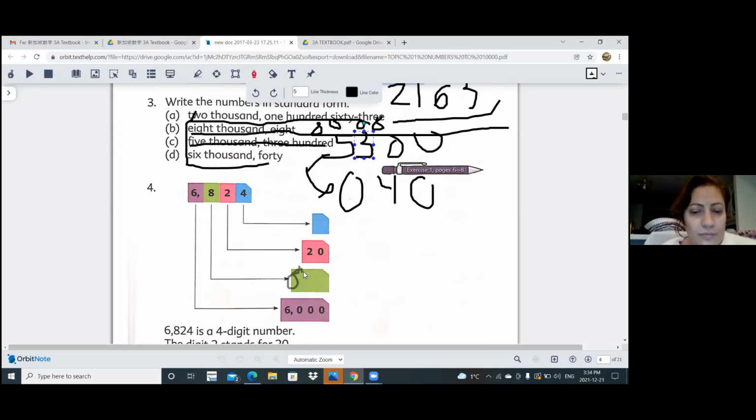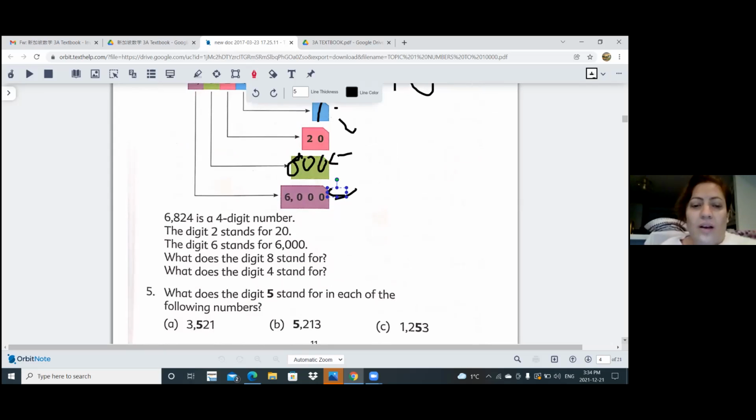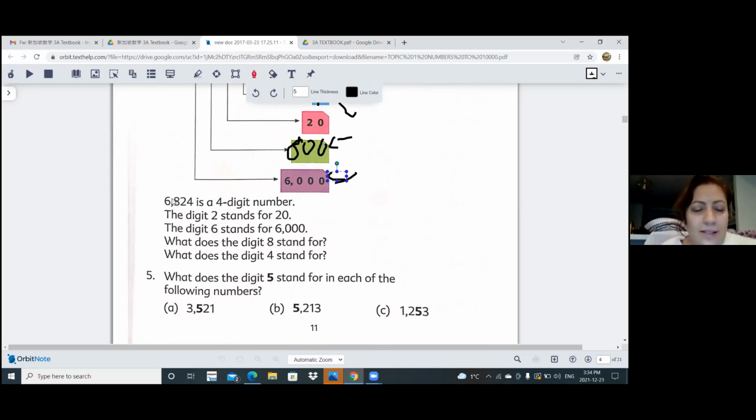800. Michael, what should I be putting in the blue square? 4. So now do you see the progression of how place value numbers work? The biggest number is always at the front, then the middle number, and then your tens, and then your ones, right? 6,820 tens, 4 ones gives us a total of 6,824. 6,824 is a 4-digit number. The digit 2 stands for 20.